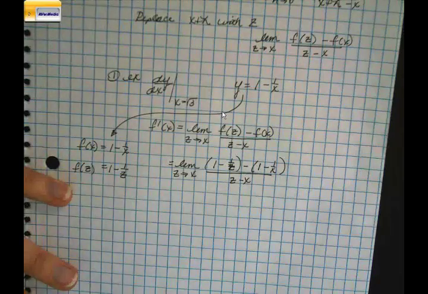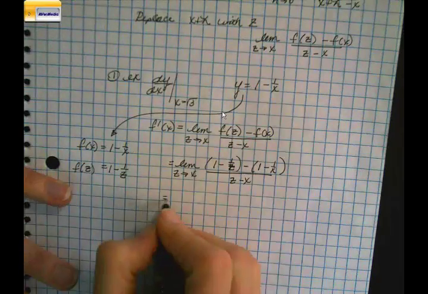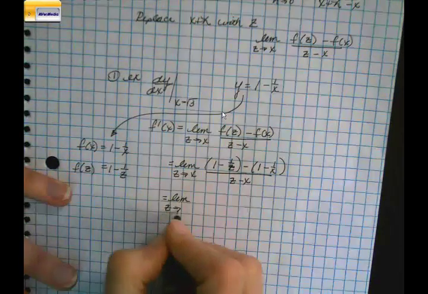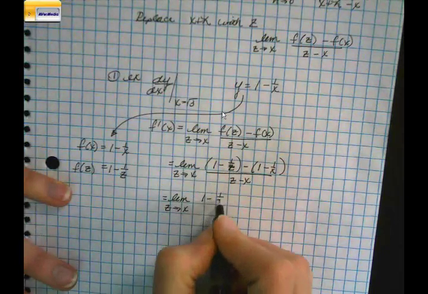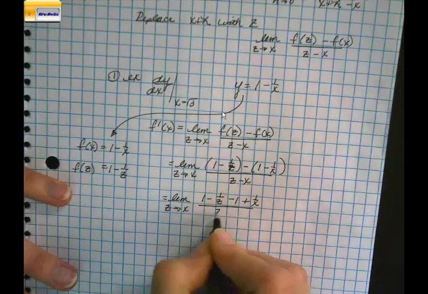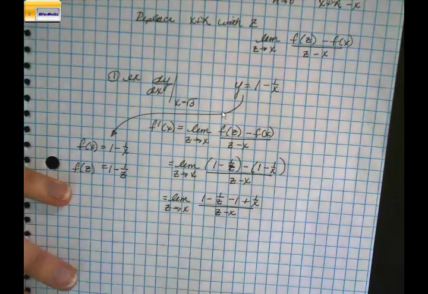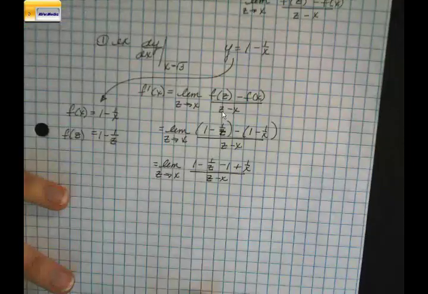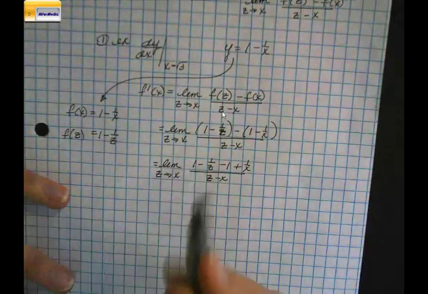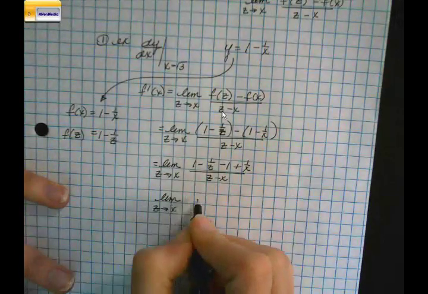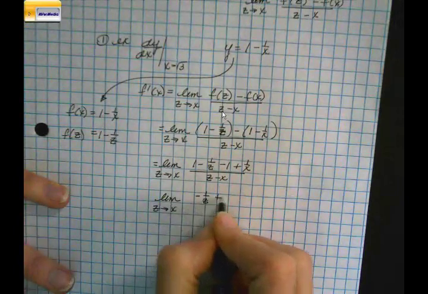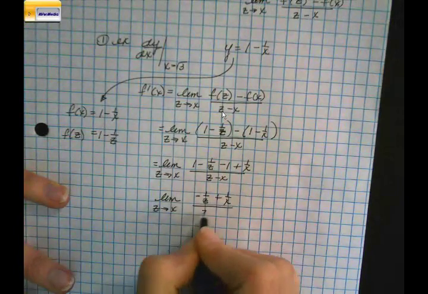So now you have to clean this mess up, because this is a very large complex fraction. So this is going to be 1 minus 1 over z minus 1 plus 1 over x. The 1 minus 1 makes a 0. So this becomes the limit as z approaches x of negative 1 over z plus 1 over x.